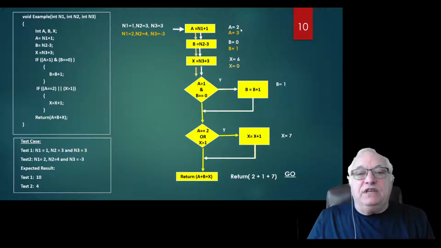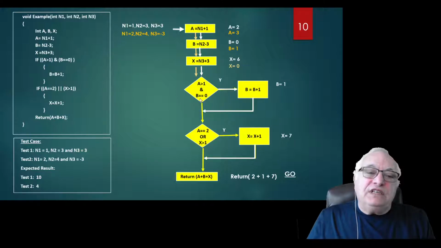I mean, yes, because a is equal to 3, I'm sorry. And is b equal to 0? That's no, because b is equal to 1. So this is an AND, which means that both cases have to be true. So it goes false down.